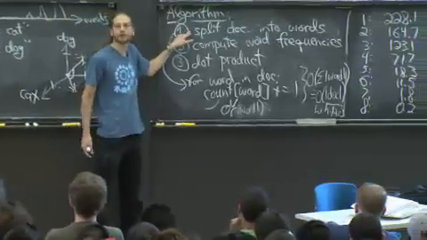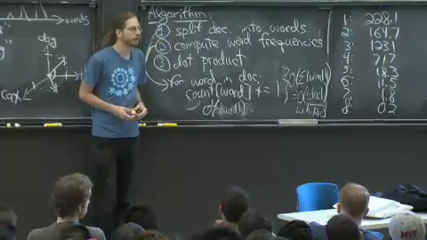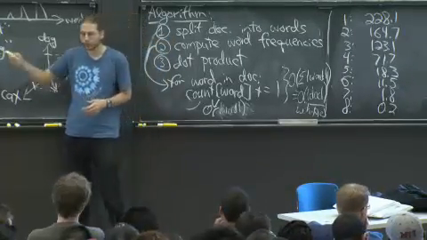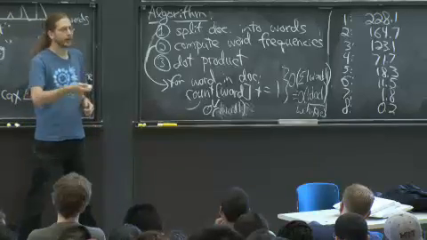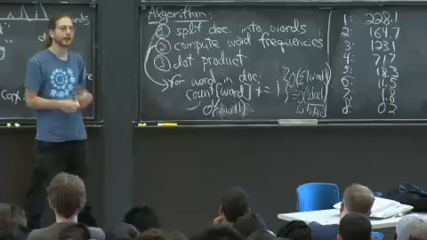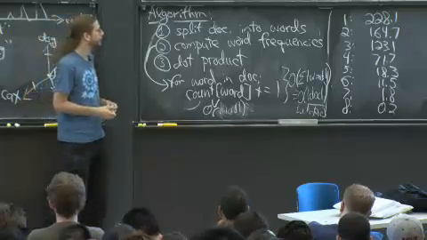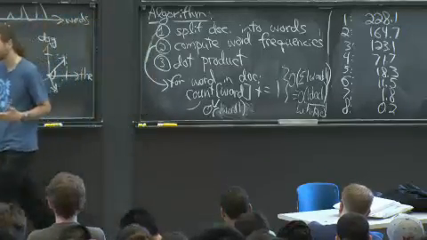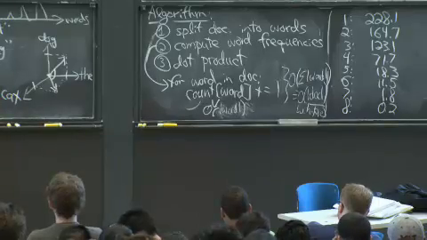Let's go back to this first step. How would you split a document into words in the first place? Run through the string, and every time you see anything that's not an alphanumeric, start a new word. OK, that will run in linear time. That's a good answer. So it's not hard.